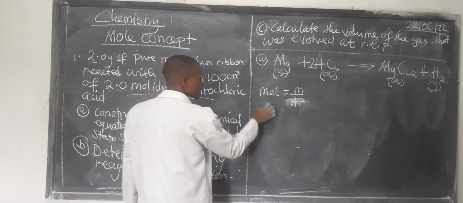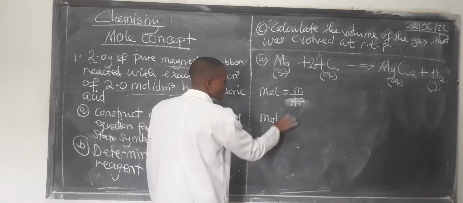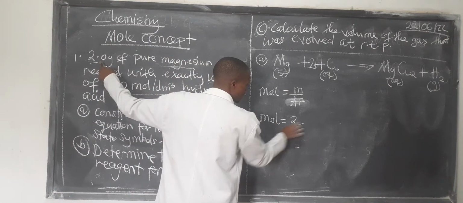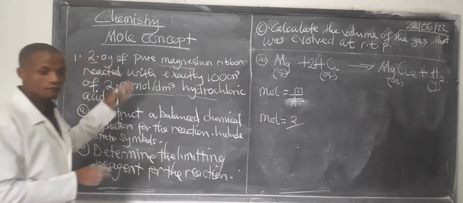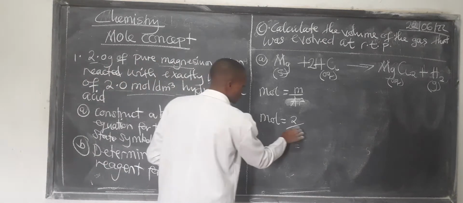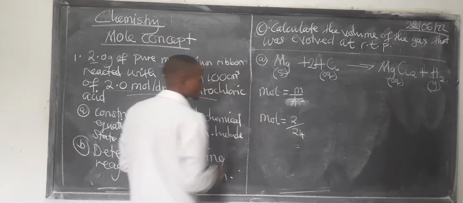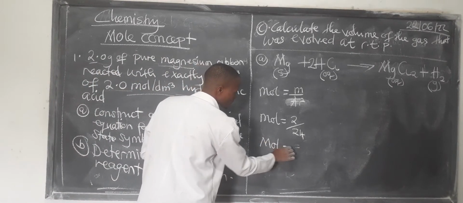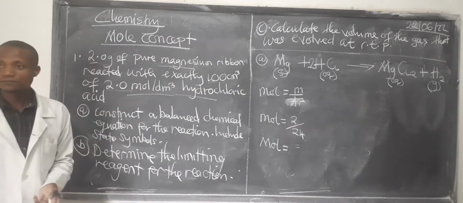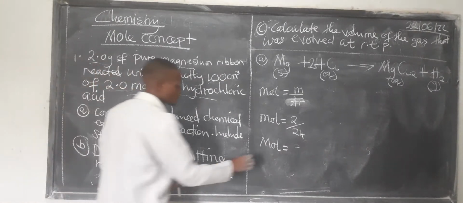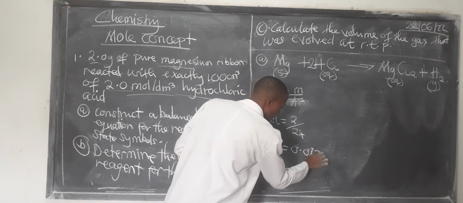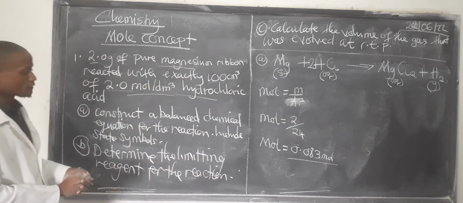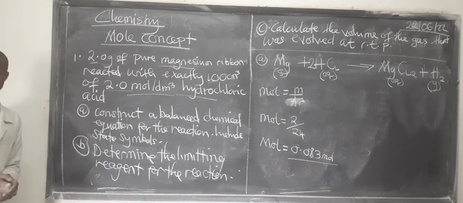So number of moles is equal to the mass of magnesium given in the question, which is 2. So we have 2 divided by the atomic mass of magnesium from the periodic table, which is 24. Now you need to divide 2 by 24. What are you getting? 2 divided by 24? 0.083. 0.083 moles.